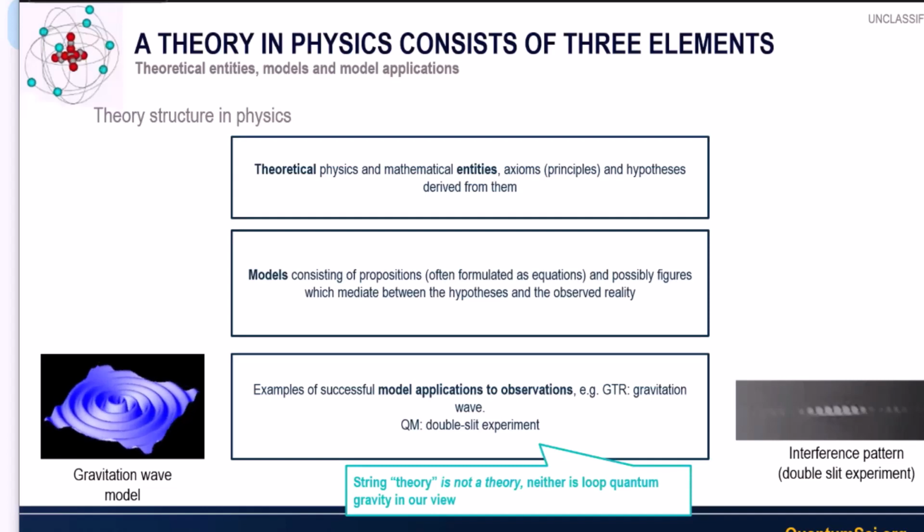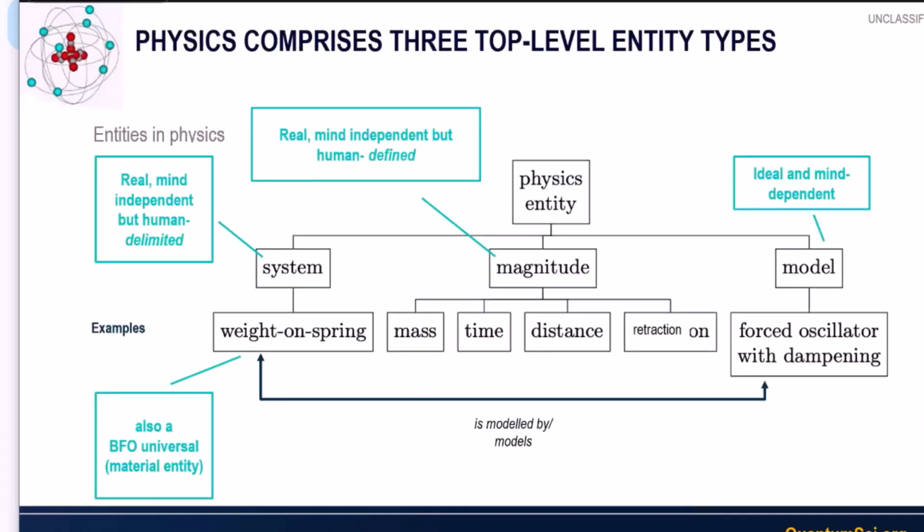On the next slide, now we see how the ontology of physics is really built up. On the left-hand side, we always have a system, which is a real, mind-independent but human-delimited set of entities which are interrelated. For example, here I've put as an example the weight on a spring, which is of course also a material entity. Then in the middle we have the magnitudes which are needed to measure observations in reality, like mass, time, distance, or retraction. Retraction is needed for the weight on a spring.